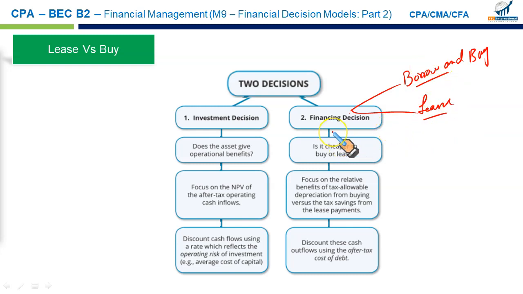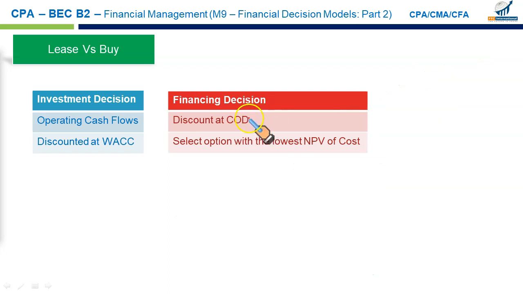In the financing decision leg of this two-decision model, we focus on the relative benefit of tax allowable depreciation from buying versus the tax saving from the lease payments. Two things must be seen separately. If we borrow the money and buy the asset, we will definitely get the deferred tax shield benefit. And if we get it on lease, then there will be tax saving on lease as well. So we'll compare these, and those cash flows must now be discounted at the after-tax cost of debt. This is a very crucial point to be noted. Since it's the financing decision, you have to discount the cash flows at the after-tax cost of debt. Then we will decide whether we should go for borrowing and buying, or for leasing.